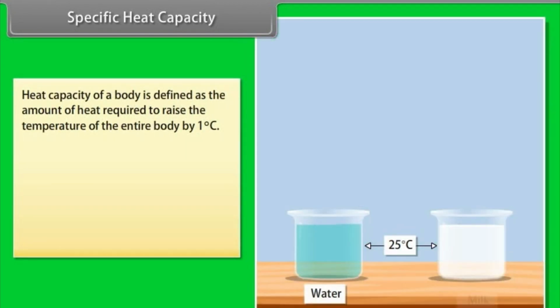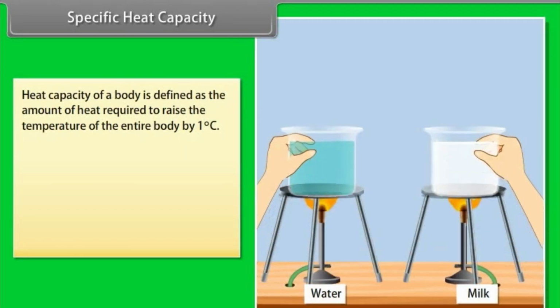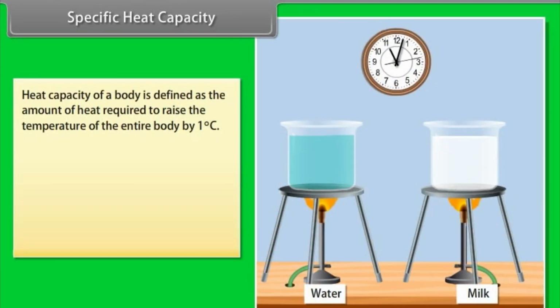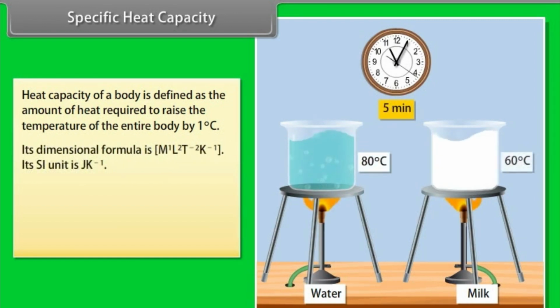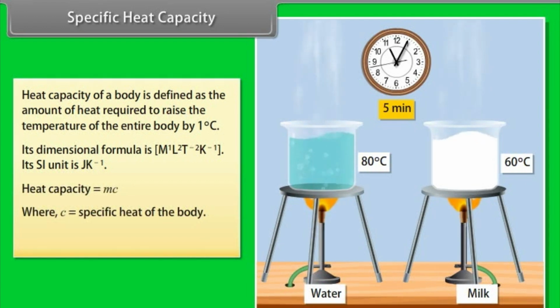Heat capacity of a body is defined as the amount of heat required to raise the temperature of the entire body by 1 degree Celsius. Its dimensional formula is M L squared T to the power minus 2 K to the power minus 1. Its SI unit is Joule per Kelvin. Heat capacity is equal to mc, where C is equal to specific heat of the body and m is equal to mass of the body.